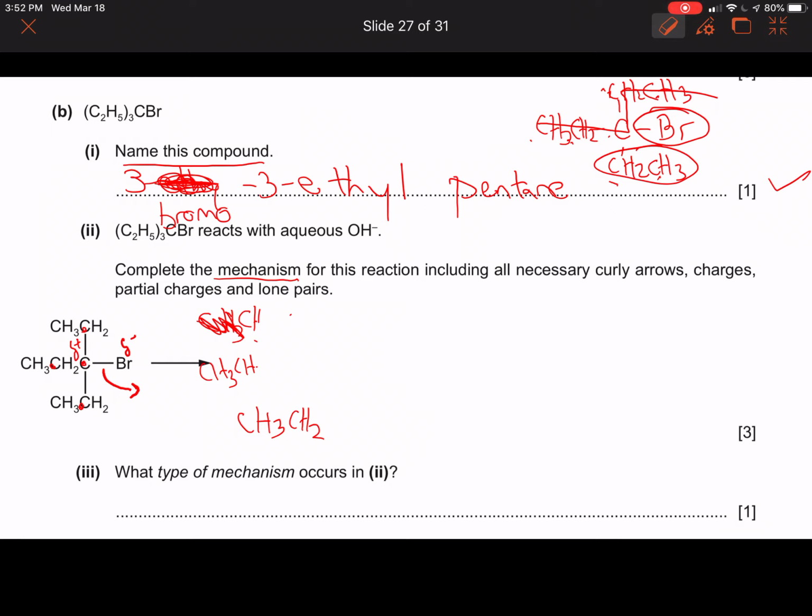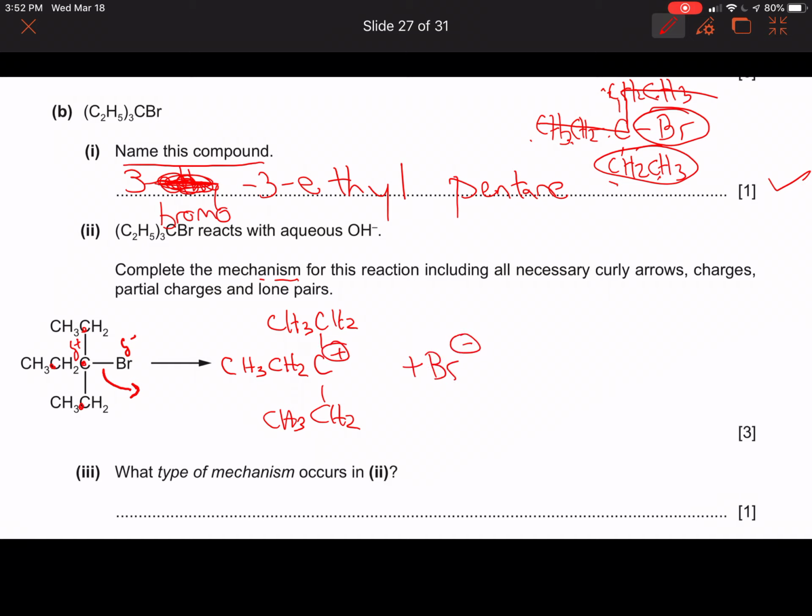Unfortunately, we don't get to erase on Cambridge exams because we have to write in pen. All right, let me rewrite this out. So this would be CH3, CH2, C, CH2, CH3, CH2, CH3, and then this is a positive charge. The bromine's on the side. You don't have to write it. And then I'm reacting it with this, so I also have this.